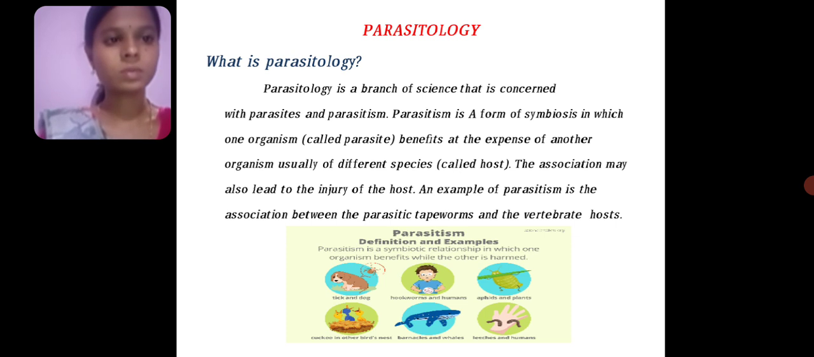Parasitism is a form of symbiosis in which one organism, called the parasite, benefits at the expense of another organism, especially of a different species, called the host. The association may also lead to injury to the host. An example of parasitism is the association between the parasite tapeworm and the vertebrate host.